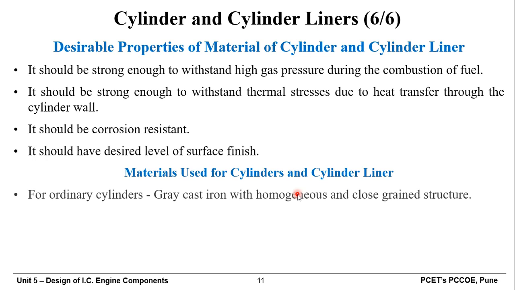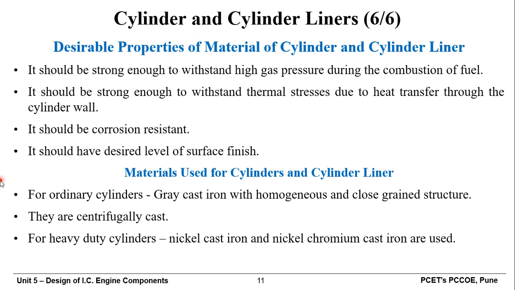Then which material should we use for cylinders and cylinder liners? For ordinary cylinders, gray cast iron with a homogeneous and close grain structure is used, and generally they are cast with the centrifugal casting method. For heavy duty applications, nickel cast iron and nickel chromium cast iron are often used.